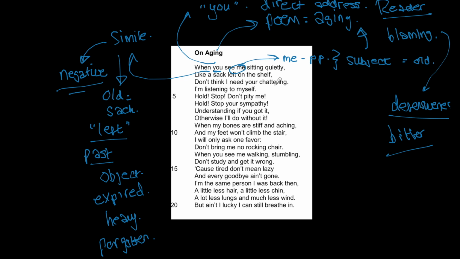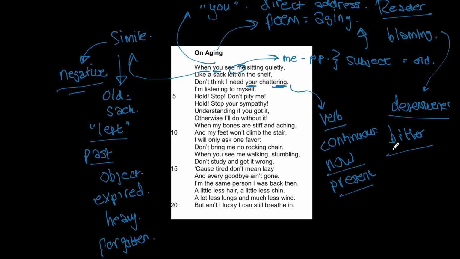Don't think I need your chattering. I'm listening to myself. So again, a direct address in this verb chattering, which is continuous. It's a present continuous. So chattering, it's happening now. Don't think I need your chattering. There's a sense that perhaps the speaker is defensive or bitter because she doesn't want to be pitied. It's quite interesting that there's this defensiveness and this bitterness alongside the simile like a sack left on the shelf.